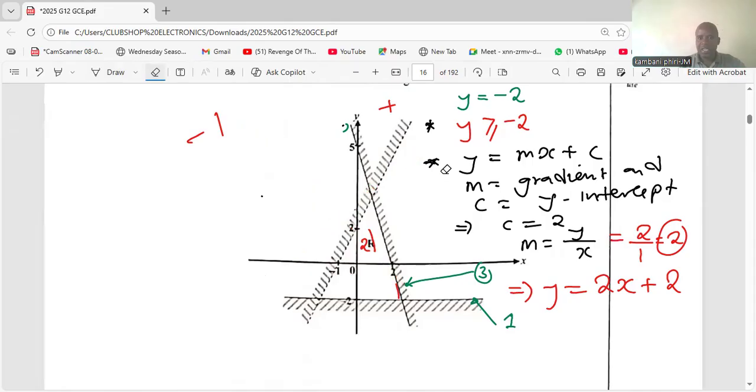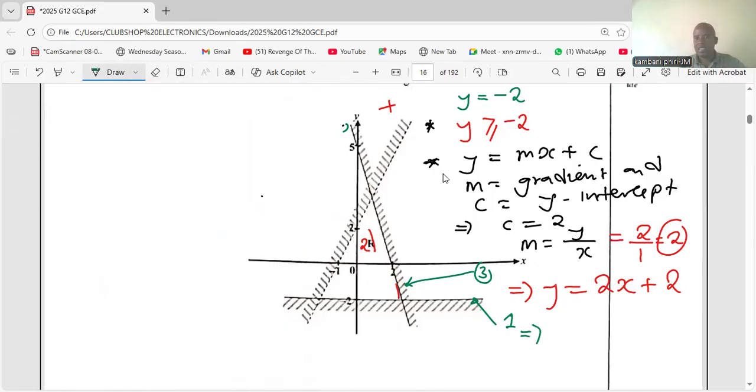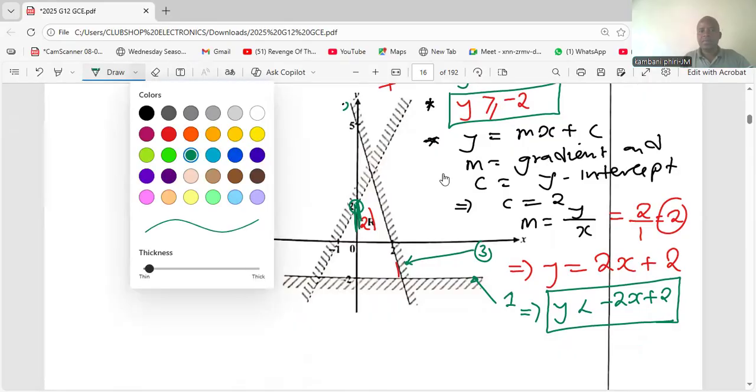Now we can check the inequality by looking at the shading. Since we have got a dotted line, at the point of intersection with the y-intercept, the part that is not shaded is below here. So any number below 2 is less than. So it means we have y is less than 2x plus 2. This is your second inequality. Don't waste time. This is your first inequality.